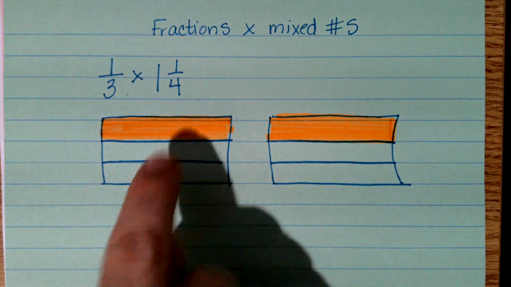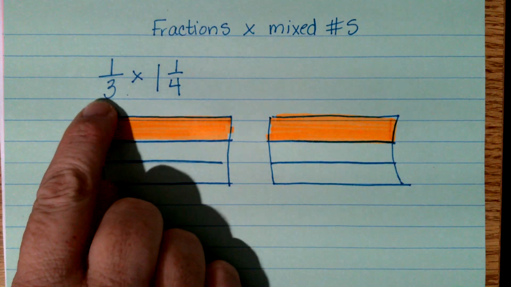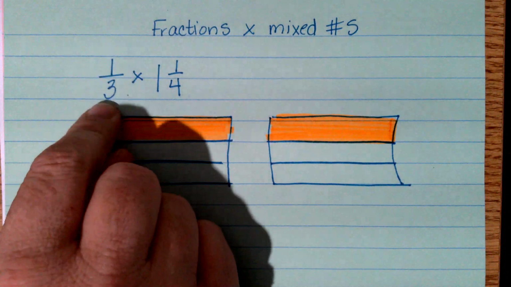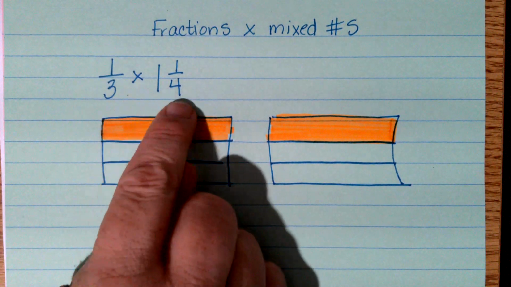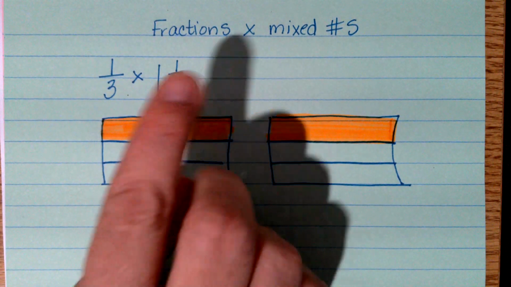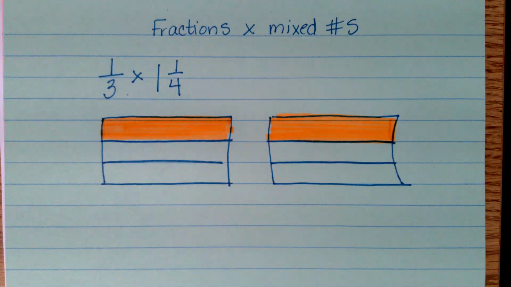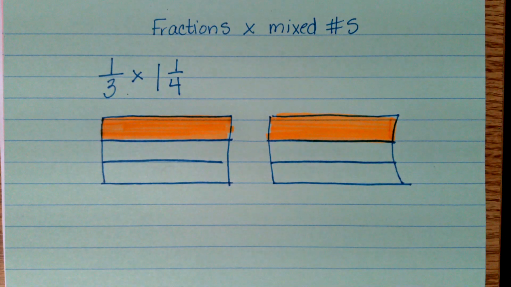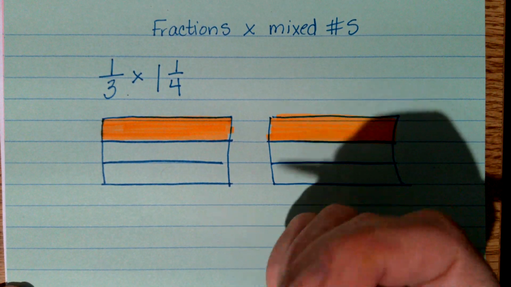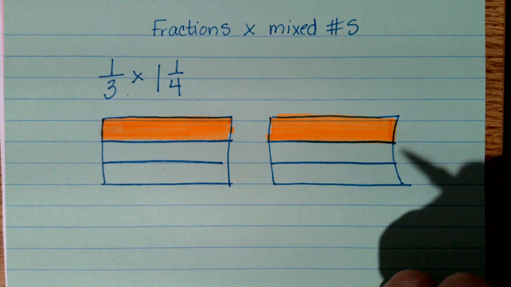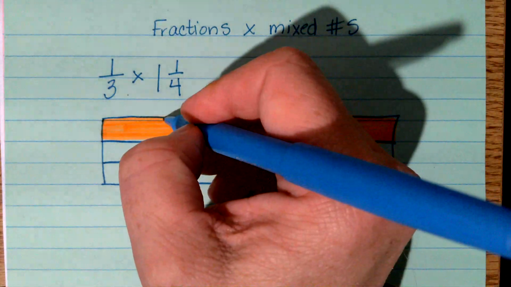The first thing I did is I started off working with my 1/3. Now remember, 1/3 groups of 1 1/4. So I have to color 1/3 on both of my wholes to show that it is 1/3 of not just one whole, but of one whole and 1/4. The next thing I'm going to do is divide my rectangles into 4 parts each.